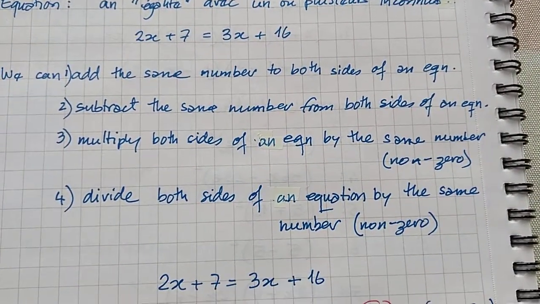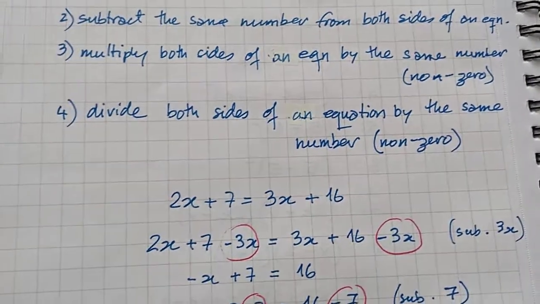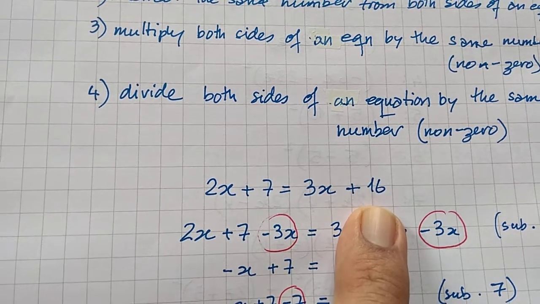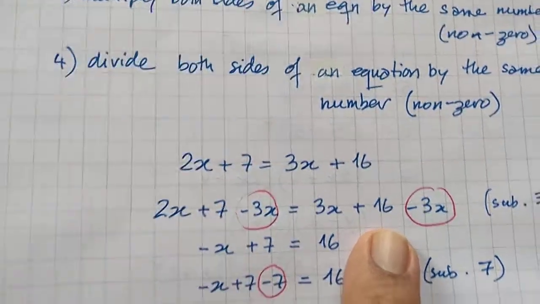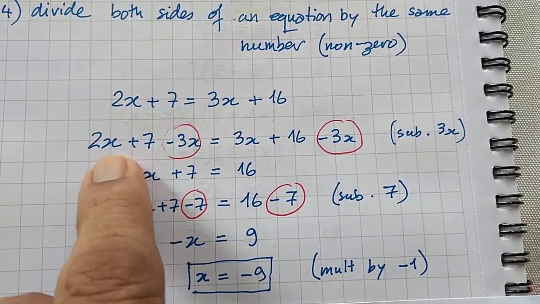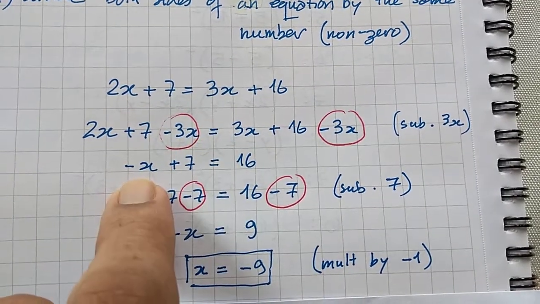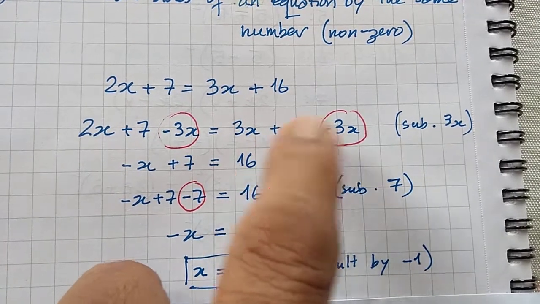Okay, so now we come to an example of how we did this. So 2x plus 7 est égal à 3x plus 16. How to solve this equation? We subtract 3x from both sides. I've circled it in red. We are subtracting 3x from both sides. So here I'll get 2x minus 3x, minus x, plus 7. Here I'll get 3x plus 16 minus 3x.